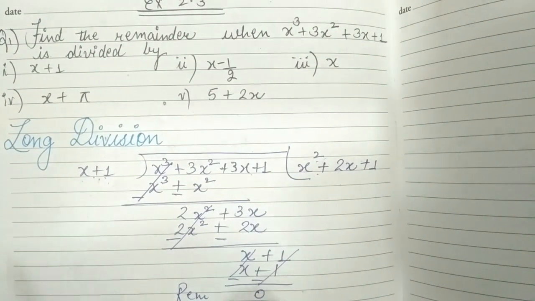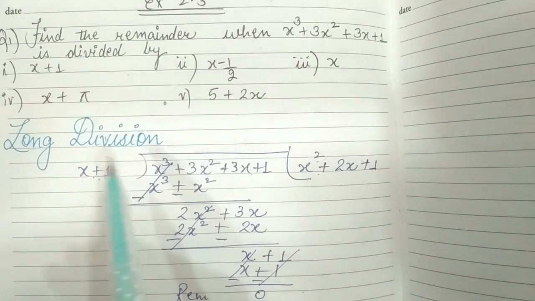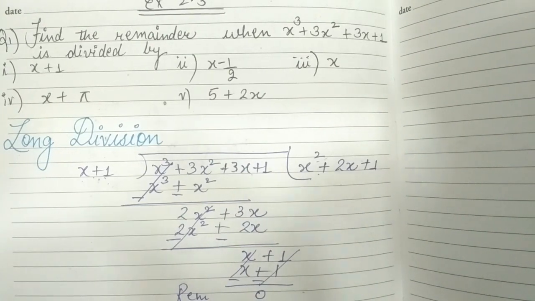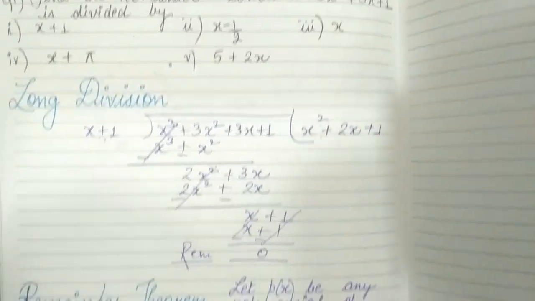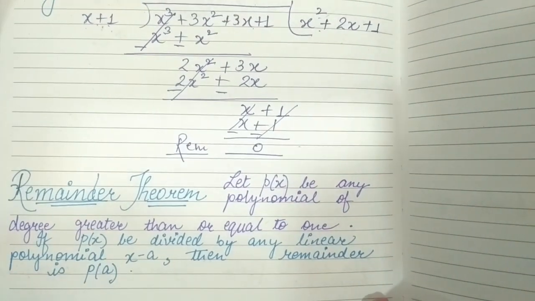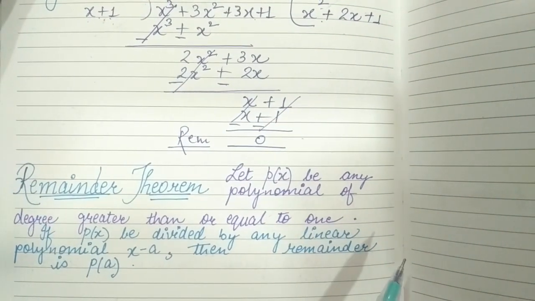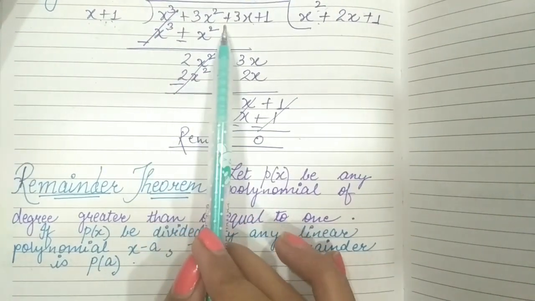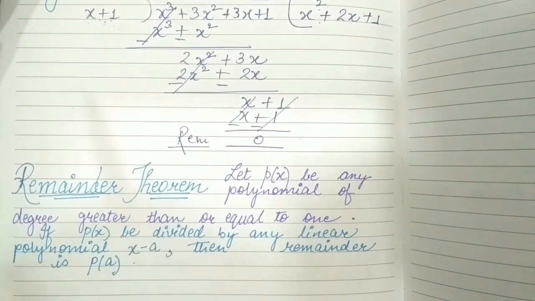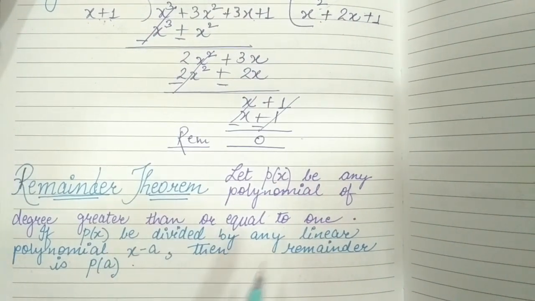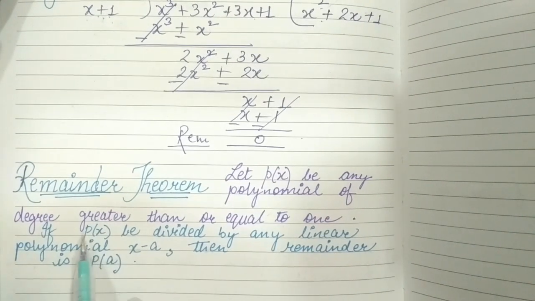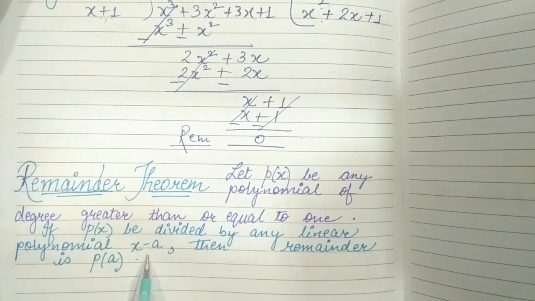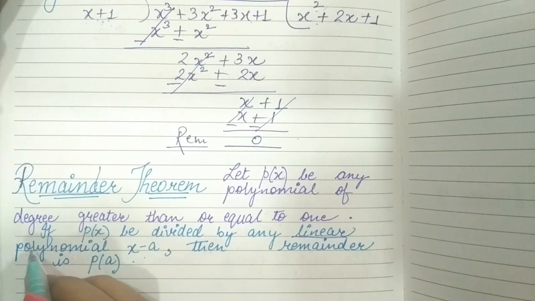Now see how long this method is, as the name says, long division. Now let's look at how we are going to solve this question in minutes. That is by the remainder theorem. What the remainder theorem states is that let p(x) be any polynomial of degree greater than or equal to 1. Our polynomial here is x cube plus 3x square plus 3x plus 1 and the degree is 3, greater than or equal to 1.